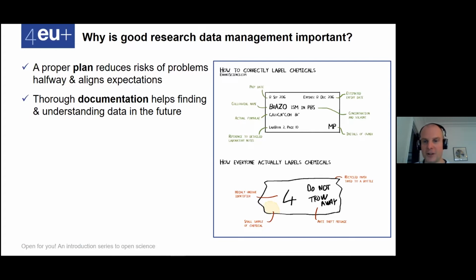But in reality, of course, hardly anyone is doing that. So usually it's just something hastily scribbled that maybe makes sense at that exact moment, but already a few days later, not even yourself could probably remember what that was specifically, let alone anyone else who is in the lab. And of course, that can mean it's a waste of time and effort, but in some cases it could even be dangerous if you don't know what's inside the bottle.